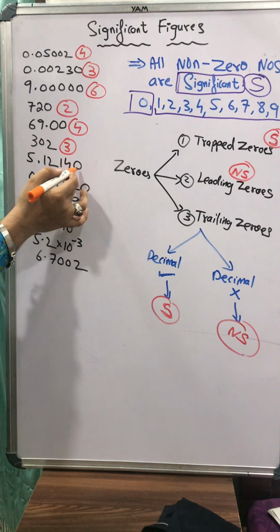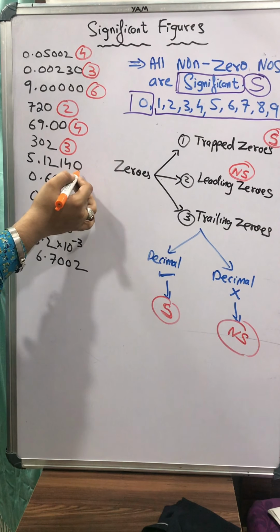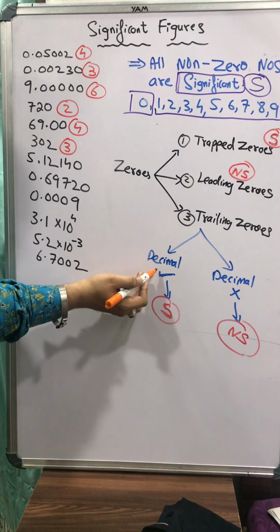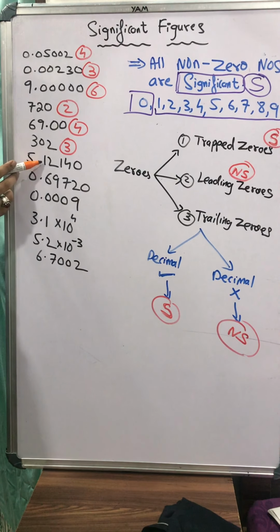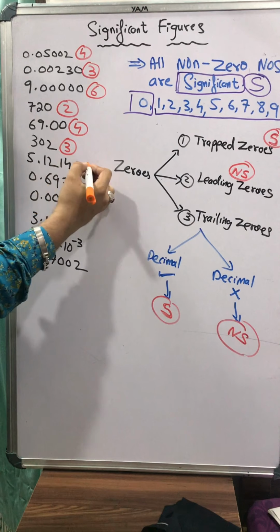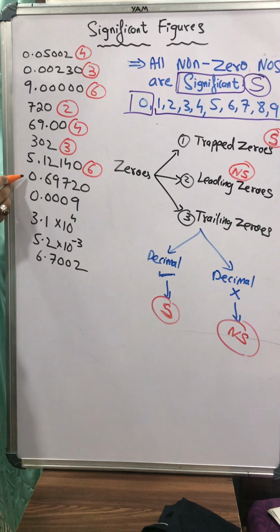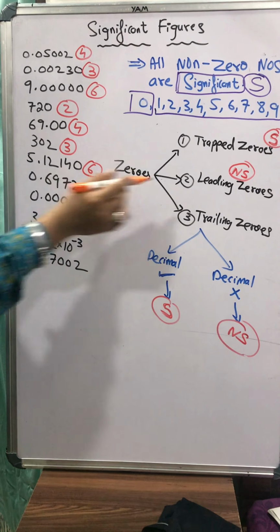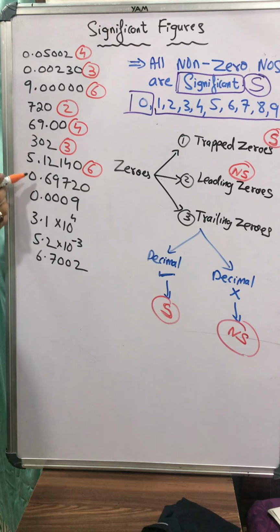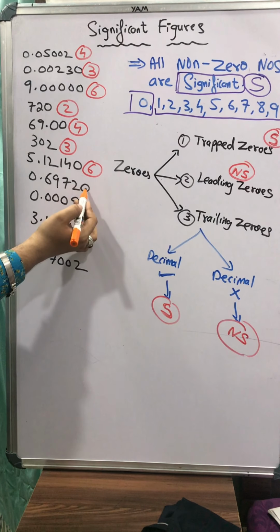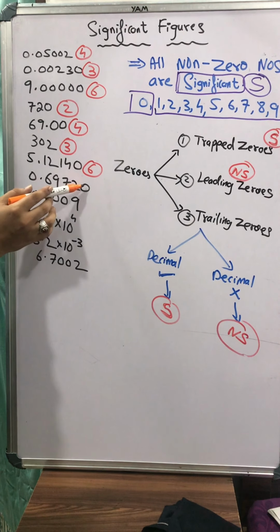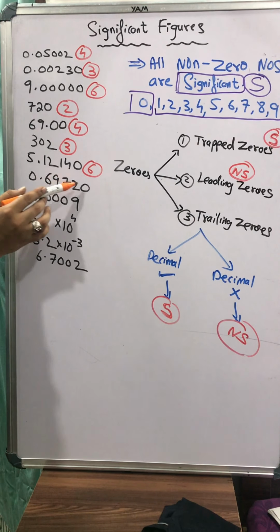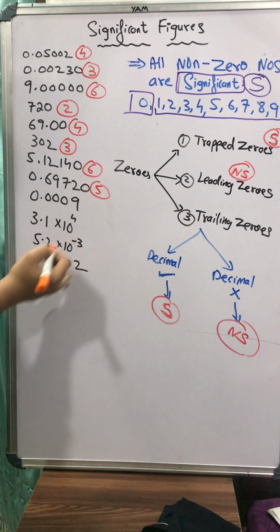Here the 0 is at the end, it's a trailing 0 and we have a decimal point, so it will be considered, it's significant. So 1, 2, 3, 4, 5, 6 significant figures. Here we have 0 at the leading position. Leading zeros are always non-significant, so this 0 will not be counted, but trailing zeros are counted only when we have a decimal point, and here we have a decimal point, so this 0 will be counted. 1, 2, 3, 4, 5. So we have 5 significant figures here.